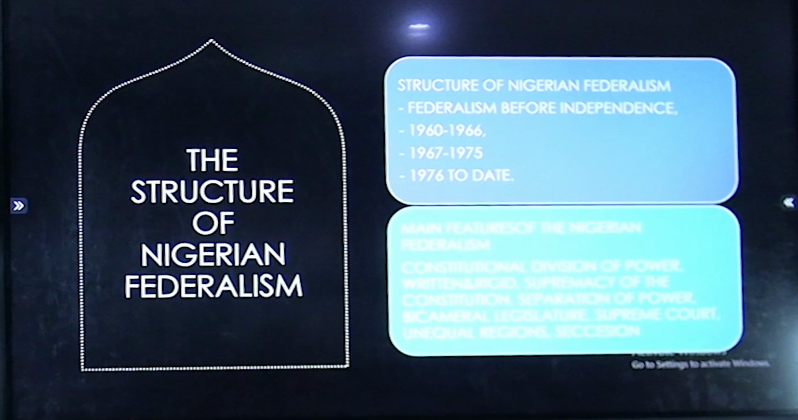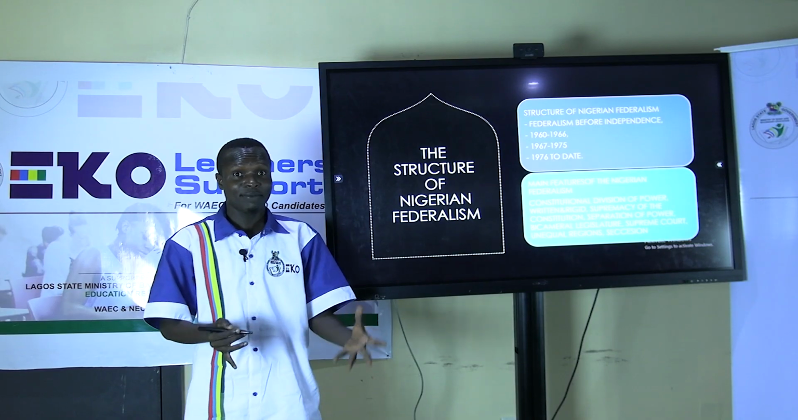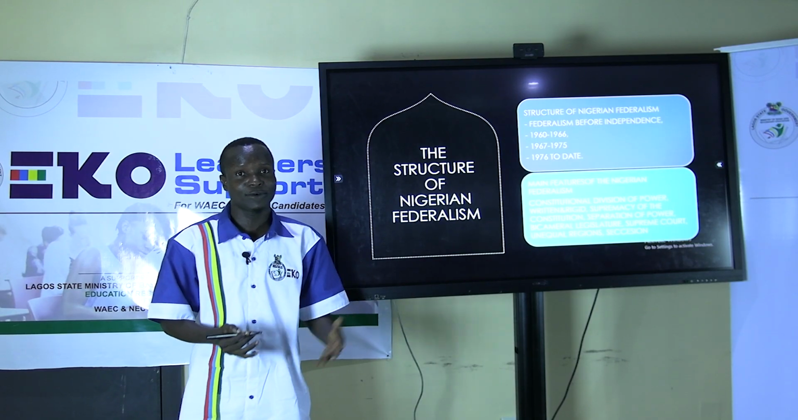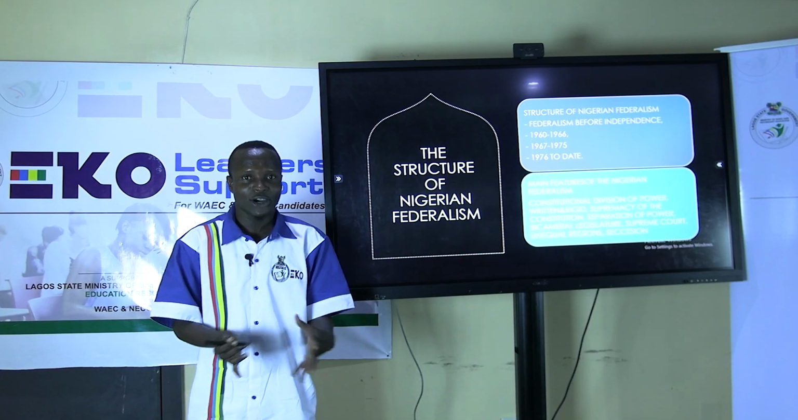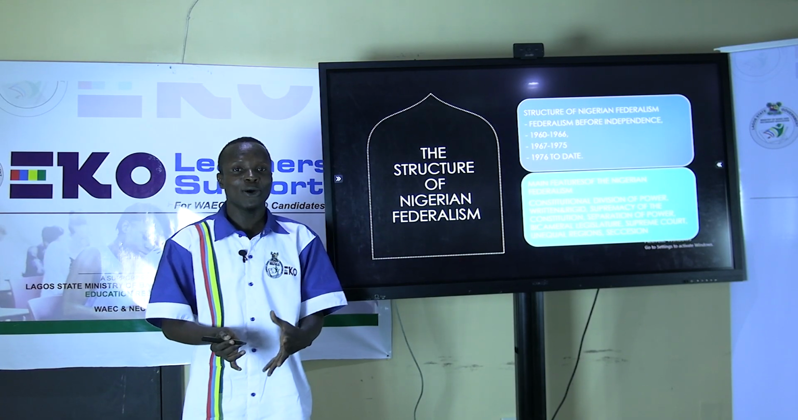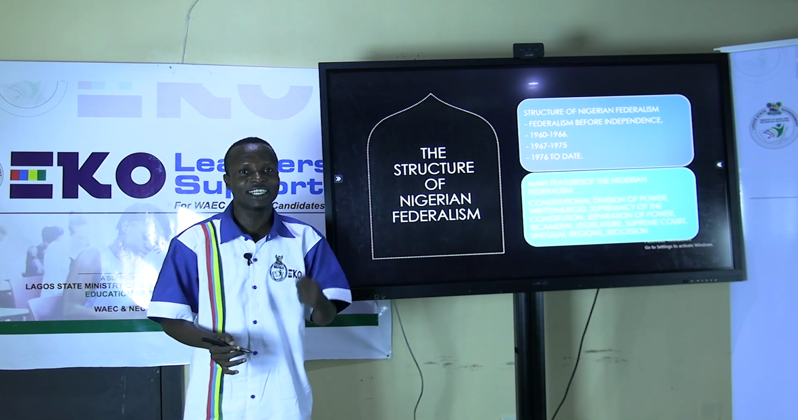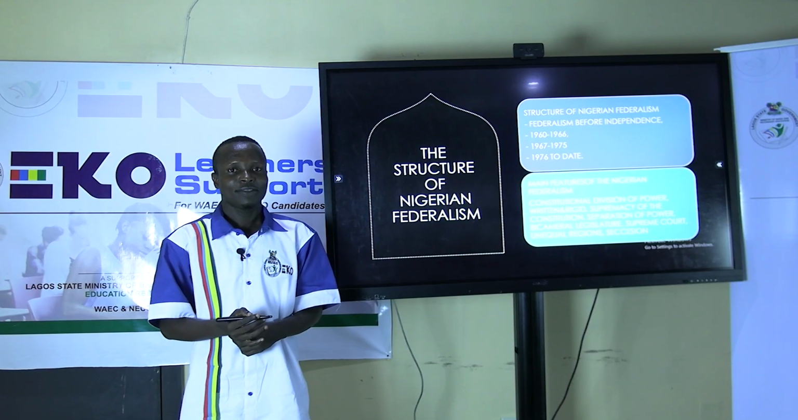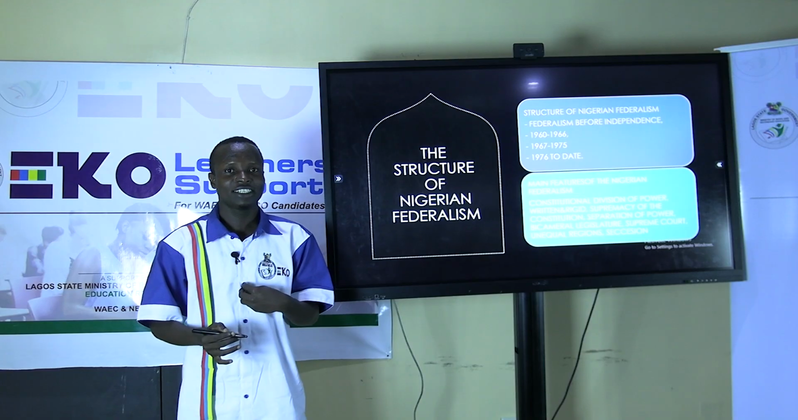Structure of Nigeria federalism. Federalism before independence. Nigeria was colonized by the British government. Nigeria was amalgamated in 1914 when the Northern Protectorate and the Southern Protectorate were joined together to become a union called Nigeria by Lord Frederick Lugard. That was when the journey of federalism started in Nigeria.